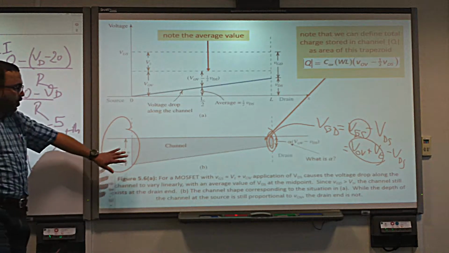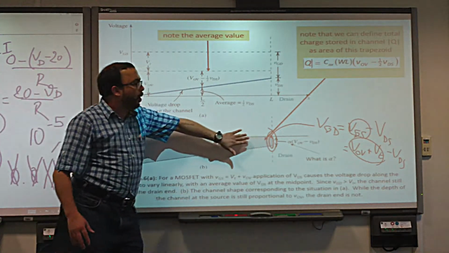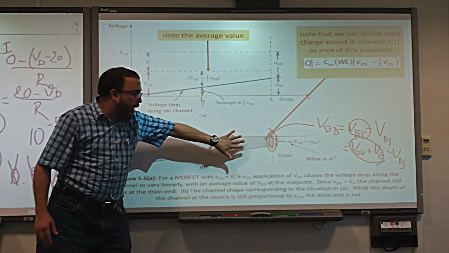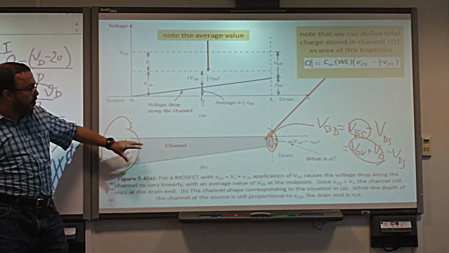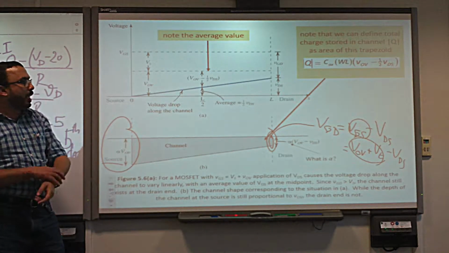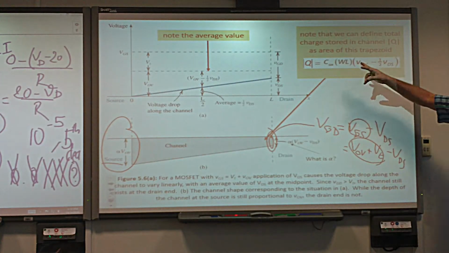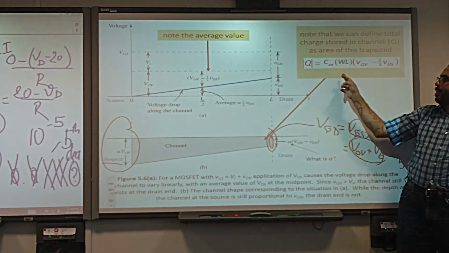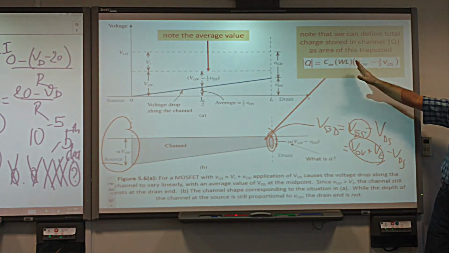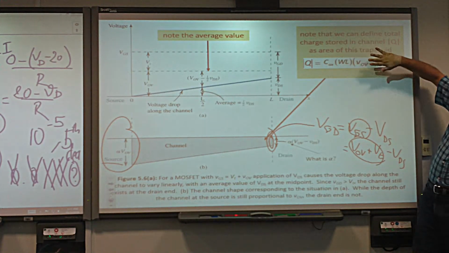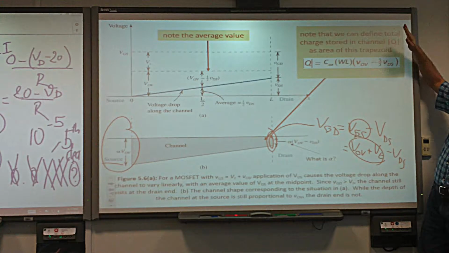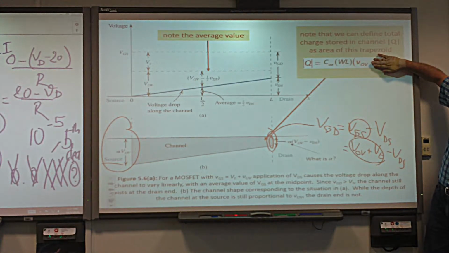Now, the charge that is stored in the channel, we can prove easily, and you have some proofs also in the textbook, but we don't need to spend too much time there. It's going to be equal to this expression, Cox WL, which is the capacitance of the gate, times a voltage, yes or no? Initially, when VDS was small, it was like this, yes or no?